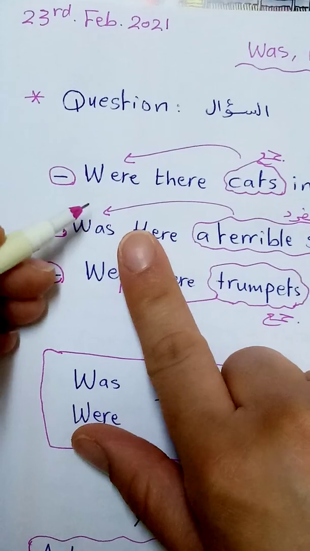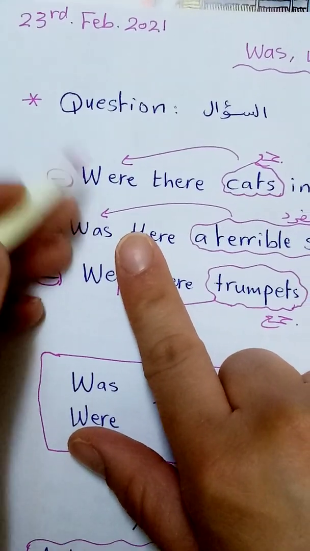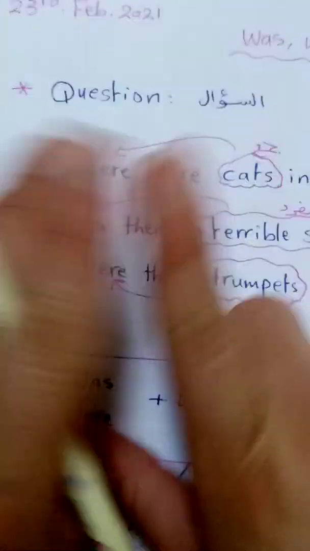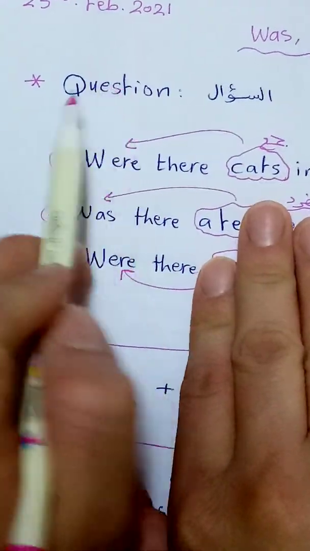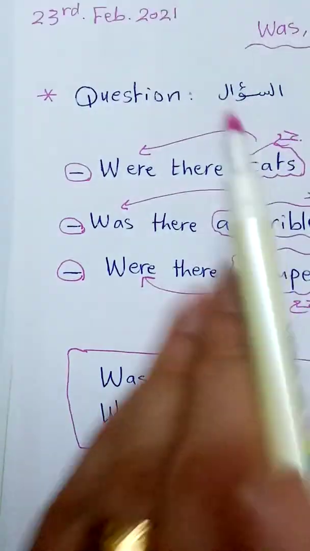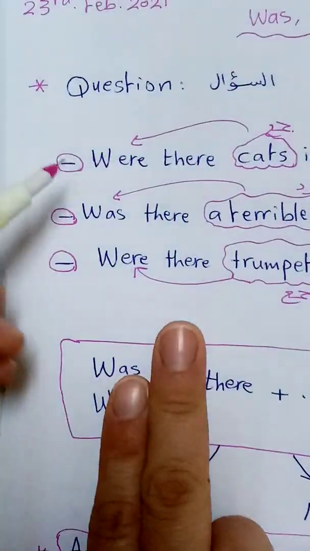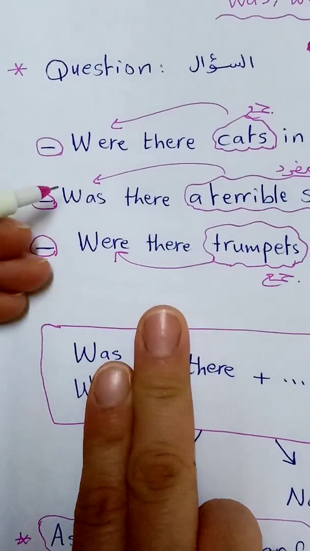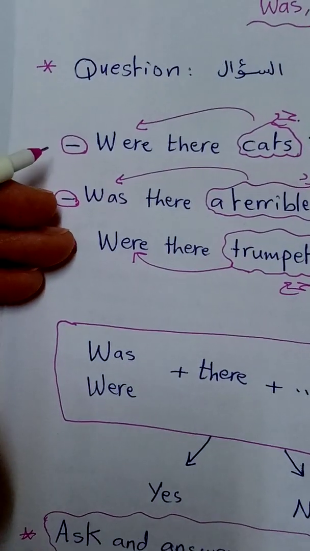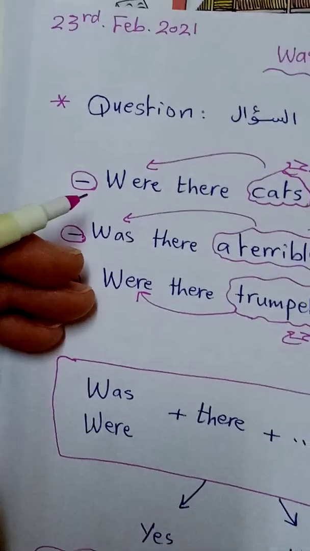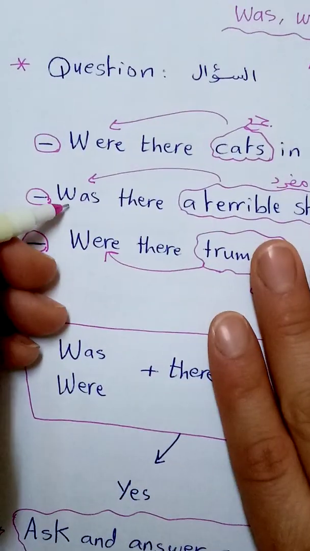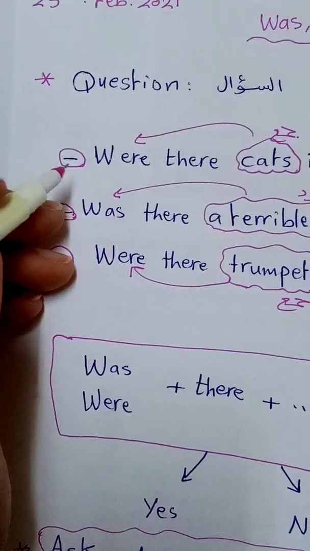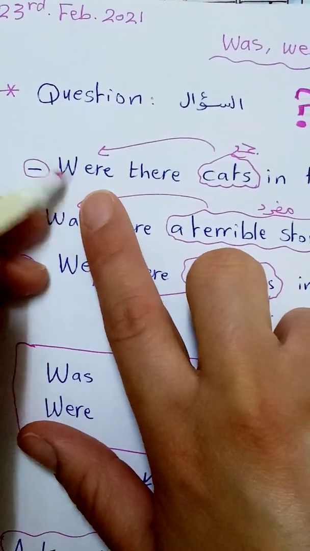Yesterday I had a sentence that started with there was or there were. Now today, because I have a question, I should reverse. Okay, sweeties? You should start either with was or were according to the subject. If the subject is singular, you should start with was. But if the subject is plural, you should start with were.